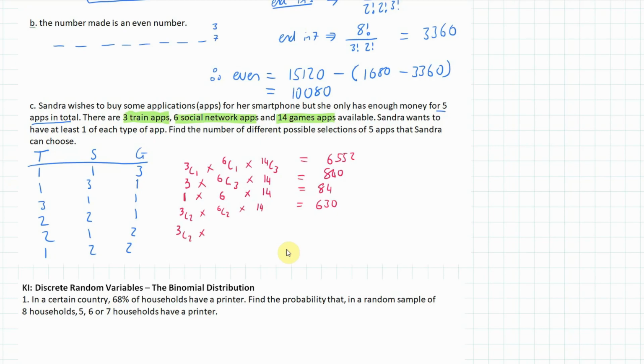The next one was 2 train apps, so 3, choose 2. Times, and she chooses 1 of the 6 social networking ones, so that's 6. And then she chooses 2 of the games, so that's 14, choose 2. So that'll ramp it up a bit. 1638.